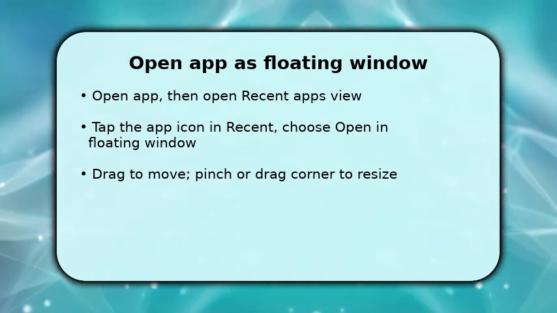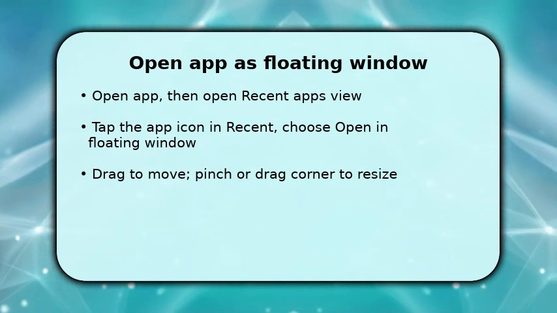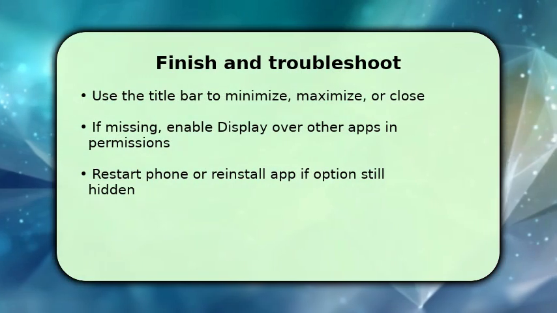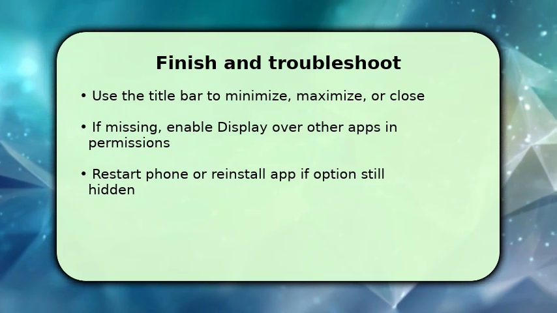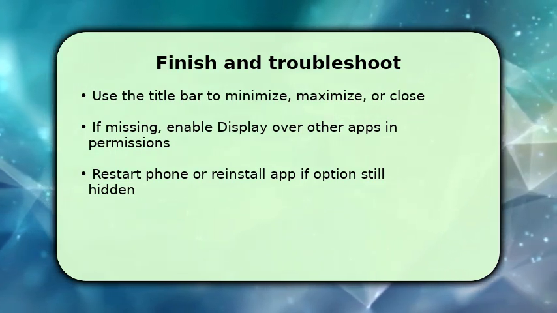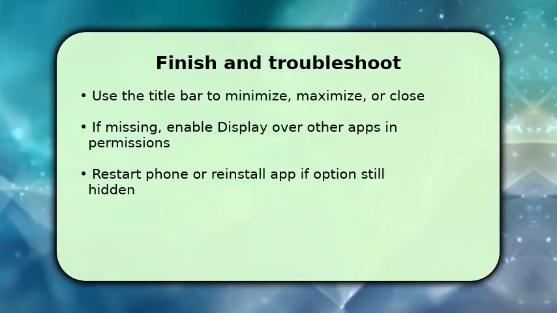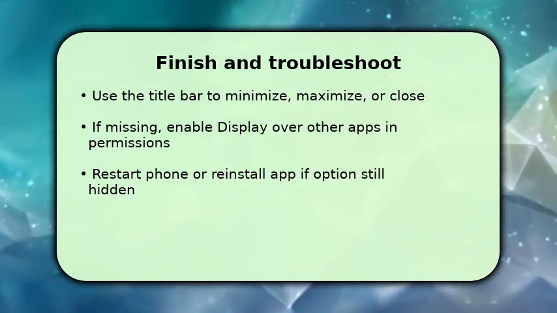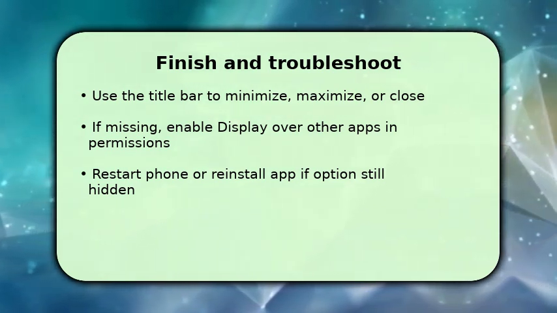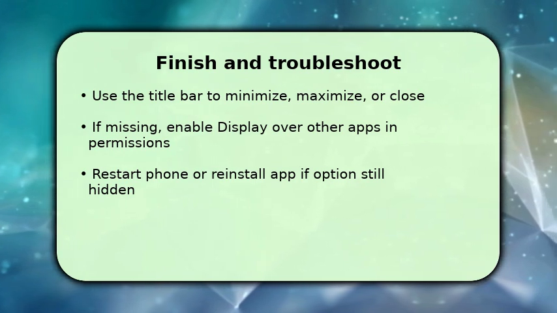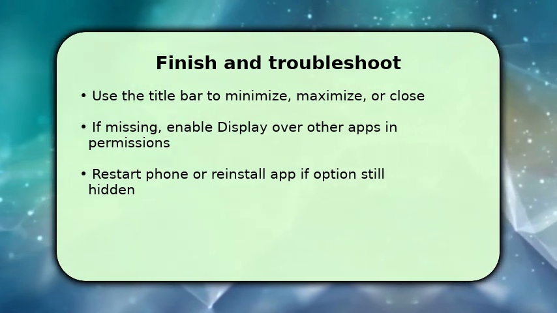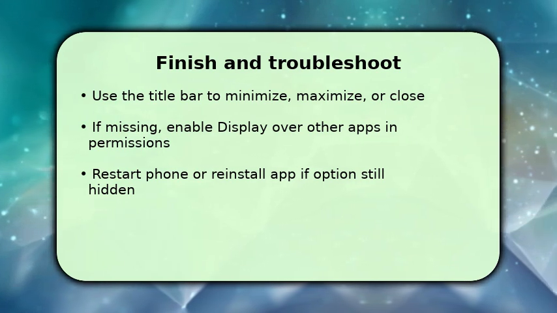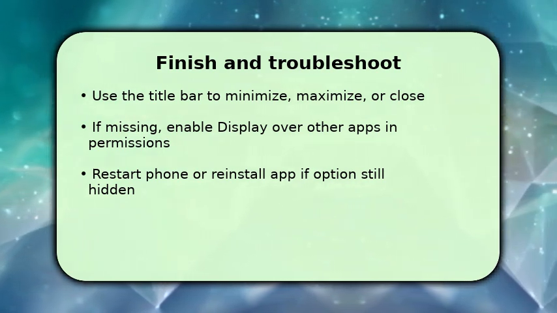To finish, use the floating window title bar to minimize to a bubble, maximize back to full screen or close. If the floating option is missing, double-check the app's permissions. Display over other apps and pop-up windows must be on. Once checked, restart the phone to apply changes. If that fails, reinstall the app. One key troubleshooting tip: if MIUI still blocks floating windows, temporarily enable battery optimization exclusions for the app.